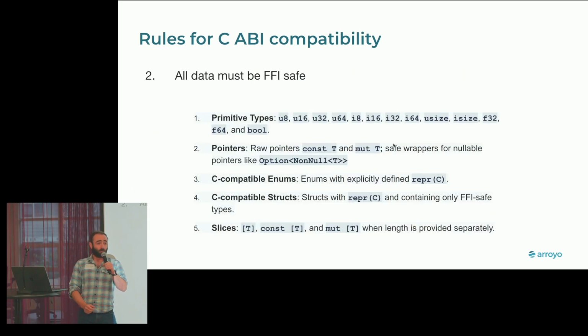The second rule, which is very limiting, is that all data must be FFI safe, which means basically you're limited to the things that I've listed here. I'm not going to go through all this, but basically you can use primitive types, you can use raw pointers, and you can use structs and enums that are annotated repr(C) and only contain fields that are also in this list. So pretty limiting if you're used to the rich diversity of normal Rust types.